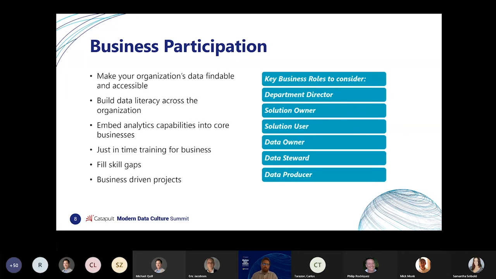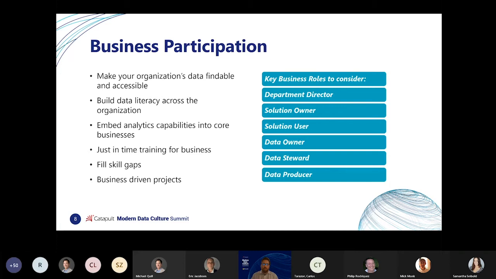Phil alluded to this during his earlier presentation around data maturity. This can't be an IT activity. It's got to be an organizational activity, with technologists teamed up with business users for these things to be successful, based on our experience.